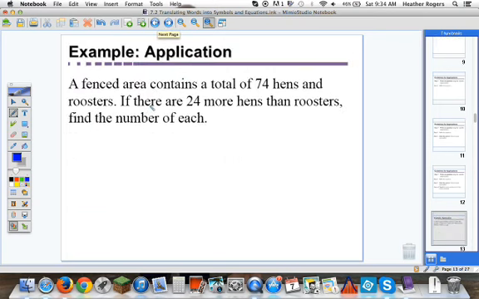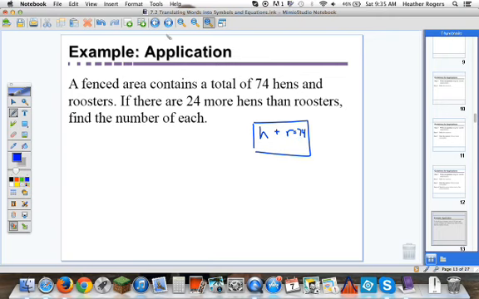A fenced area contains a total of 74 hens and roosters. If there are 24 more hens than roosters, find the number of each. So maybe you want to read this again. We've read it once. Read it again. What's going on here? Sometimes I like to draw a picture. We have this fenced-in area. We have hens, and we have roosters, okay? And we know that combined, they equal 74 little animals. Okay, that's a good starting spot. All right, hens and roosters, there's 74 of them.